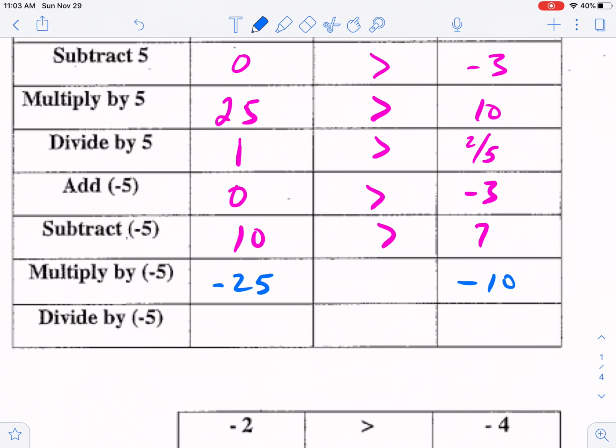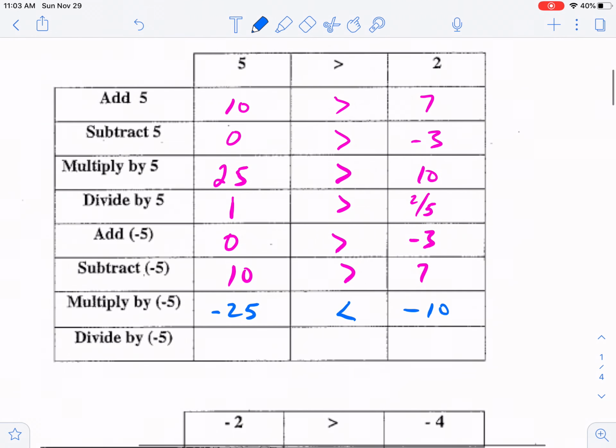So negative 25 is less than negative 10. Here, the arrow switches. Notice everywhere else it continued. But here, the arrow switched, and we'll talk about it in a second. And then 5 divided by negative 5 is negative 1. 2 divided by negative 5 is negative 2/5. And negative 1 is less than negative 2/5.